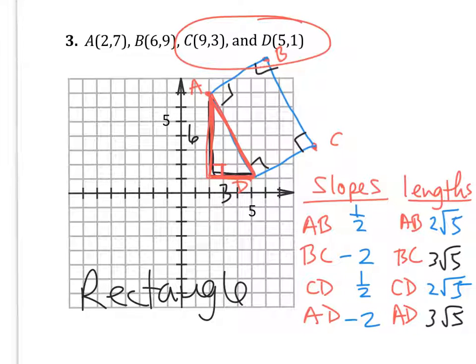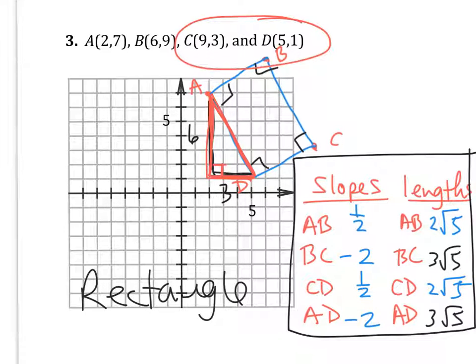Yep. All right. So the big idea that you have to know is you are always finding the slopes of all 4 sides, and you are always finding the lengths of all 4 sides, and that's going to help you distinguish what shape it is.